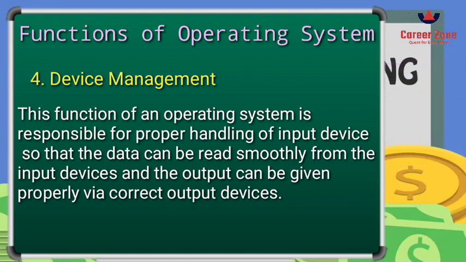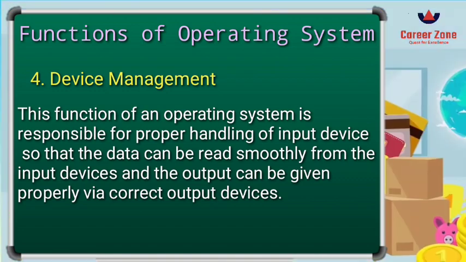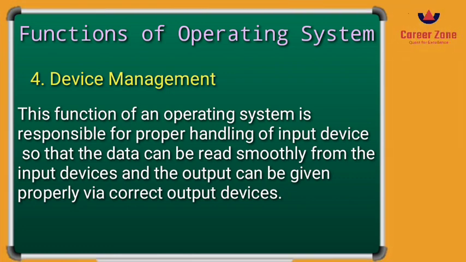Mind it, it is the correct output device. Suppose you want the output to be seen on a monitor, or maybe you want a hard copy with the help of a printer. So this correct output device is chosen by the operating system, and the output is provided to you via the correct output device only. So that is a task of the operating system.